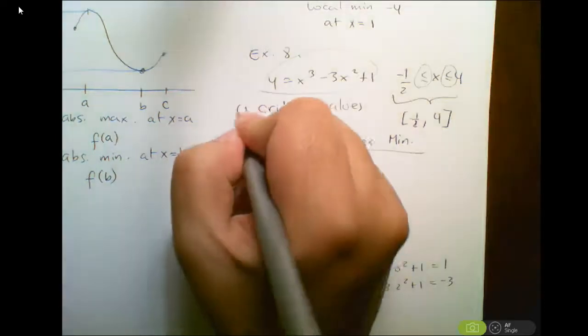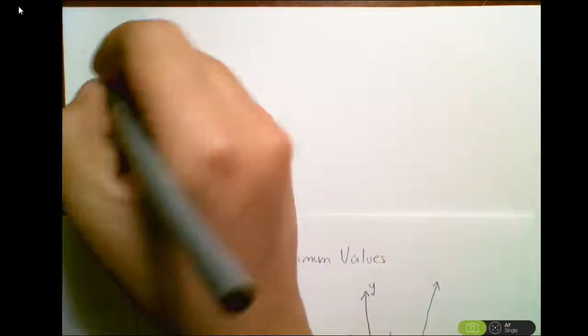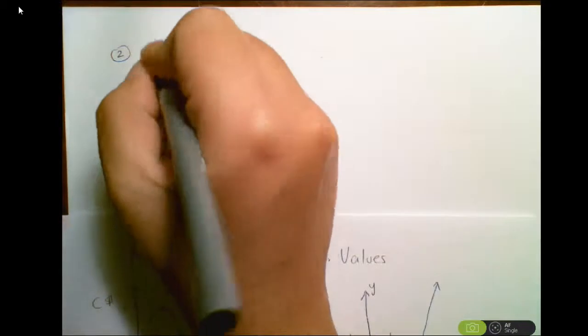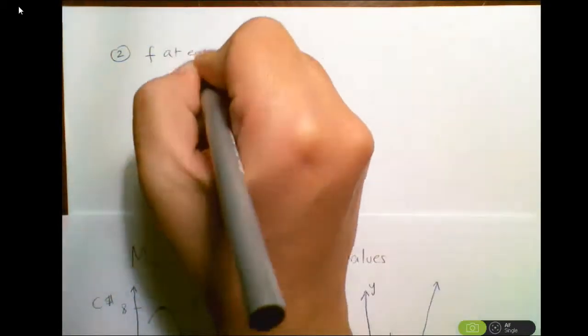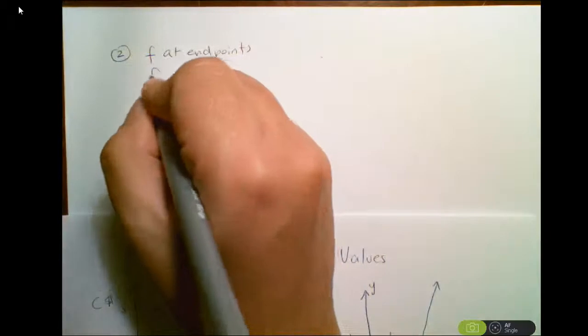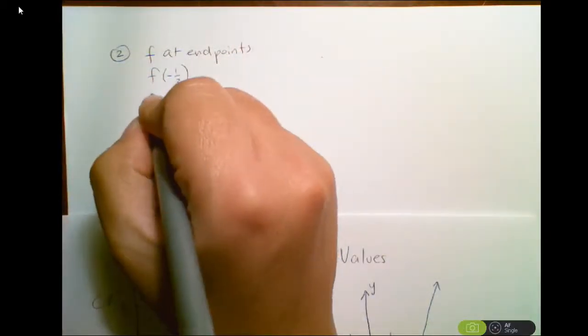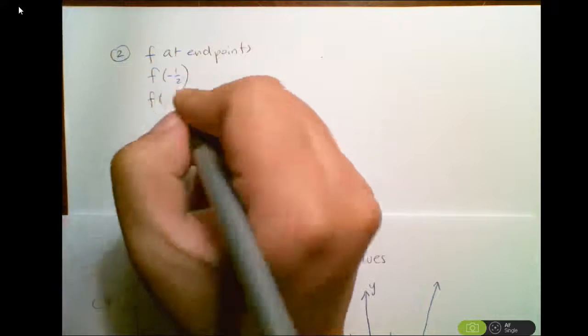Now the other thing that I have to do, in step 2, is, that's the first thing, right? Critical values are the first thing. The second thing that I have to do is find how much f is at the endpoints. So I'm going to find how much is f of negative 1/2, and then I'm going to find how much is f of 4.